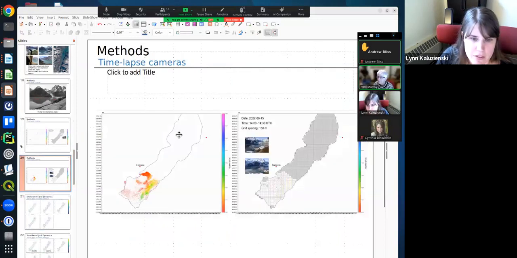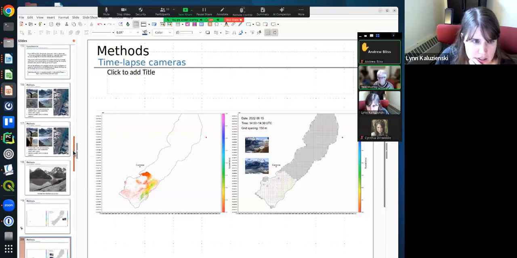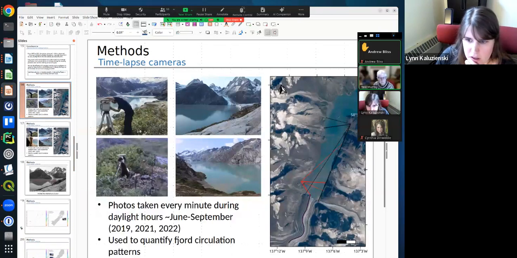Sorry, thinking about this, right? So yeah, I think that's a good question, but we did try to keep the cameras as close as possible, but I do know that we chose a different area, and our near fjord camera in 2019 was a little bit different than in 2022.